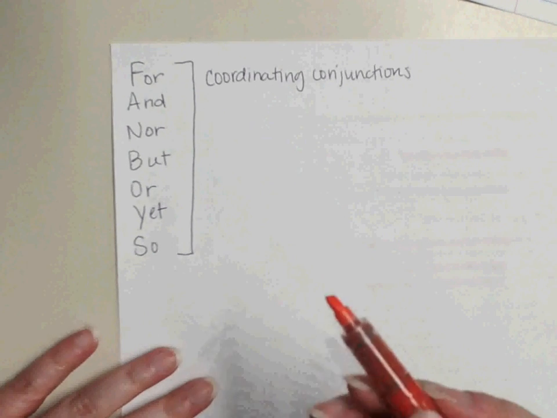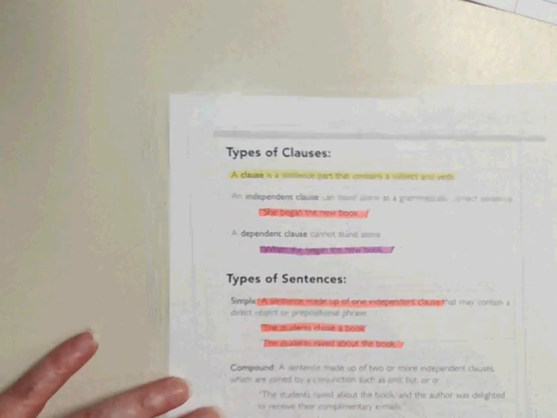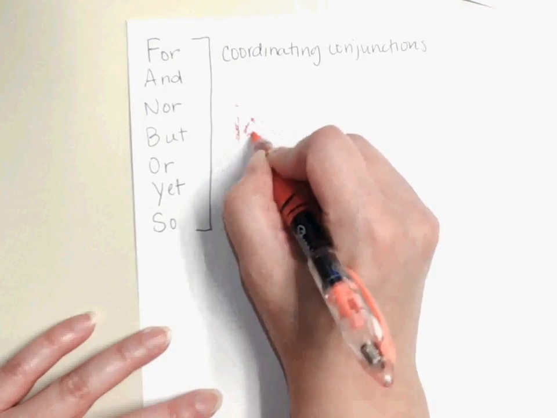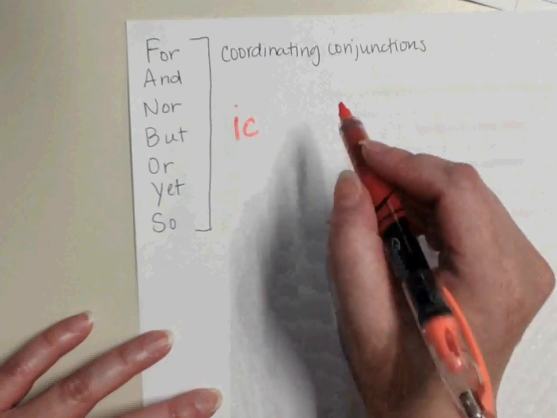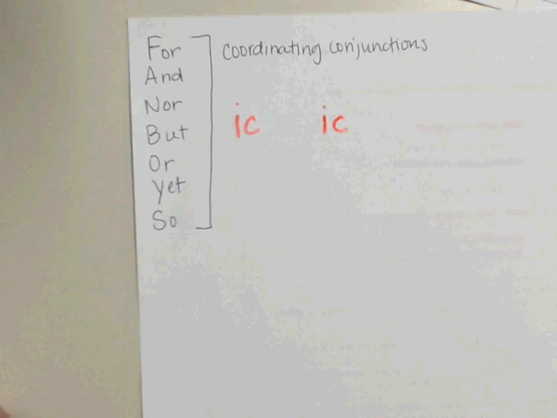Okay, so here's where it's going to get weird, because it wouldn't be English class if it wasn't weird. Okay, so out to the side, remember, this is the color that I did for independent clause, right? I'm going to take that same color and I'm going to put IC for independent clause. And I'm going to do that twice, and I'm going to space it out. IC, IC. So I've got two independent clauses.